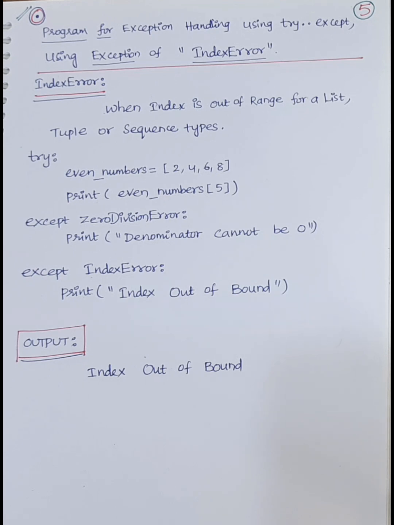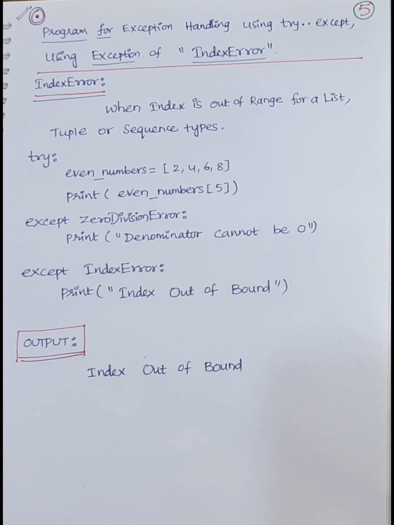We are not able to trace the index. At that time we use IndexError. You see here, the program is try. Under the try block, even_numbers. Here, in place of space, we have to use underscore. Space is not allowed. even_numbers is not a keyword. It's an identifier, or it is a variable.